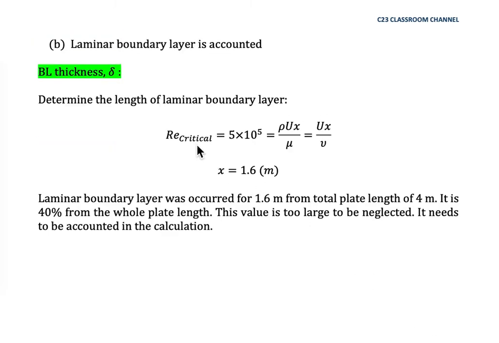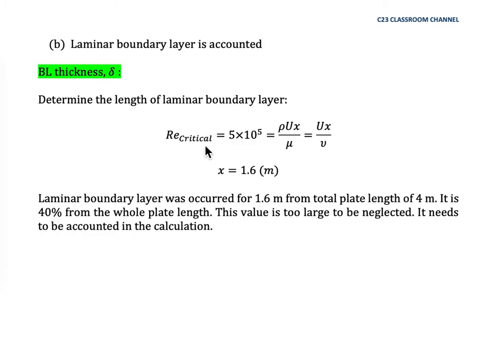Now we go for the second question. In this calculation, we need to account for the laminar boundary layer. First, we need to calculate the boundary layer thickness delta. We need to know whether the laminar boundary layer is long or short, because if the laminar boundary layer is too small, we might be able to neglect it. We need some confirmation on this.